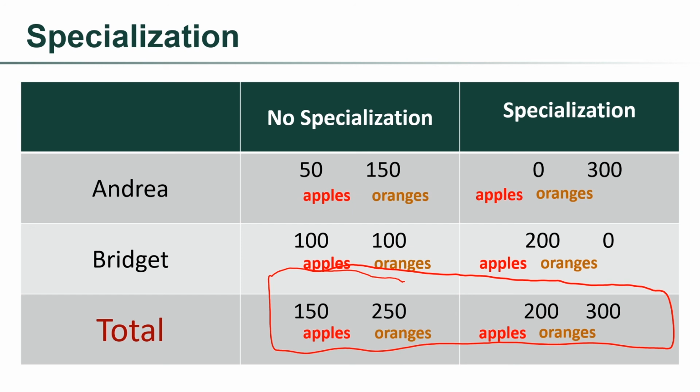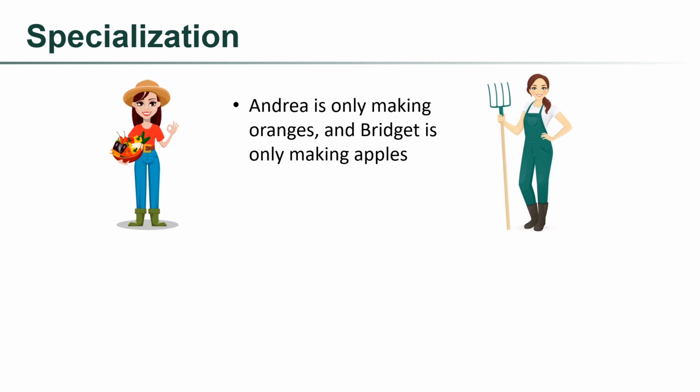However, we still have this issue where, this is nice to say, and it's great that the world has more apples and more oranges. Andrea still doesn't have any apples, and Bridget still doesn't have any oranges. So let's think about what that implies. Well, Andrea is only making oranges, and Bridget is only making apples. They both want to eat more fruits.